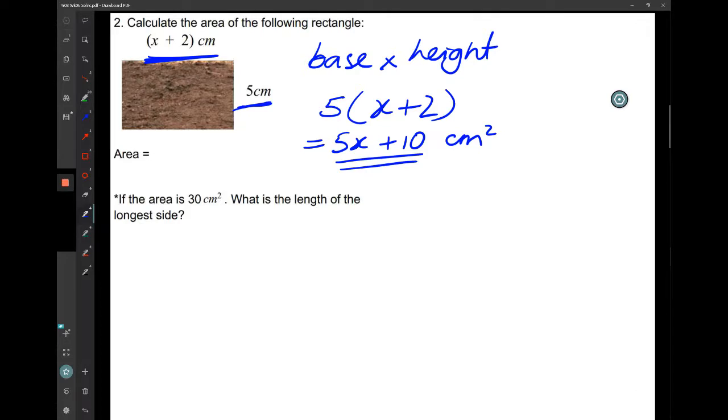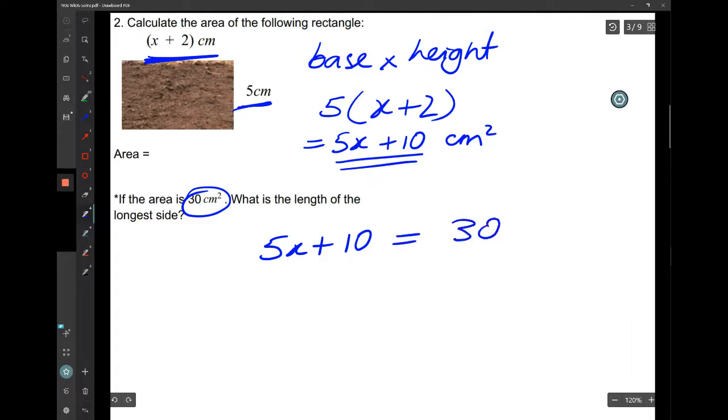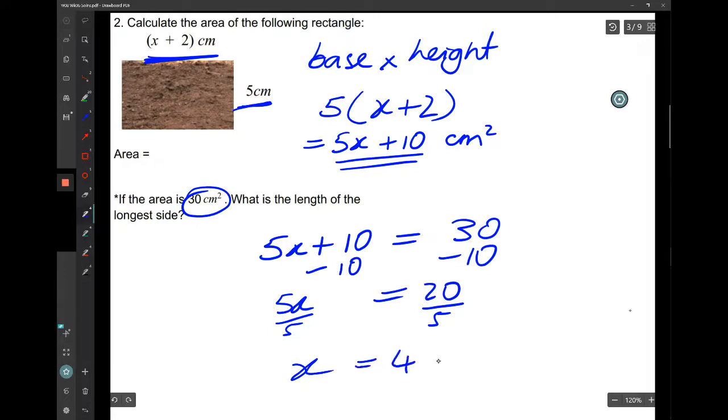If the area is 30, what is the length of the longest side? Well, that's telling you that 5x plus 10, which is the area, is equal to 30. So then you just solve this. Take away 10, take away 10. So you get 5x equals 20, divide by 5, divide by 5. So then you get x is equal to 4 centimeters.